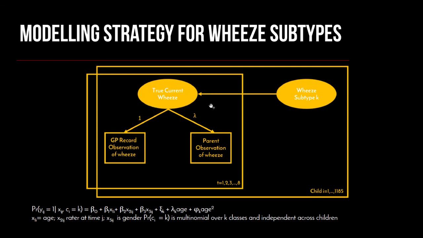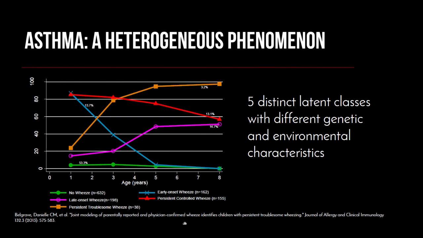And we infer some latent variable, which is true current wheeze, based on these two. We take those measurements over time, and we assume that this transition of current wheeze over time is governed by some latent class, or wheeze subtype K. So when we ran this, we identified 5 distinct latent classes, or we could call them endotypes of asthma. And we found that these each have distinct genetic and environmental characteristics.